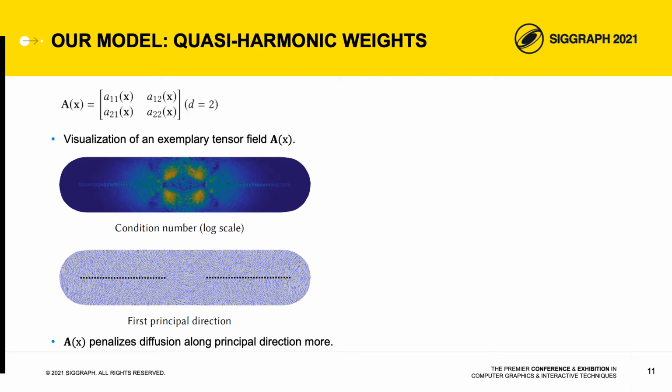As an example, I'm showing a tensor field here. That's just an example of A. It can be any positive definite tensor field. The tensor field is a 2x2 matrix. I'm showing its condition number as well as the first principal direction. The tensor A penalizes the weight decay along the principal direction more than the orthogonal direction by a factor of the condition number.